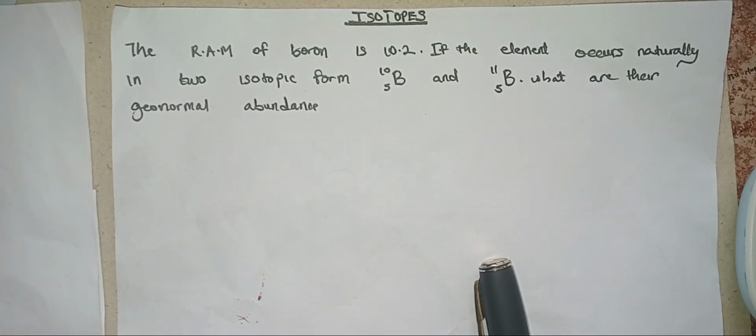In today's video, we are going to be looking at another question that we have here under isotopes. And in our last class, we discussed that isotopes are the existence of two or more atoms of the same element. They have the same atomic number but different mass numbers.